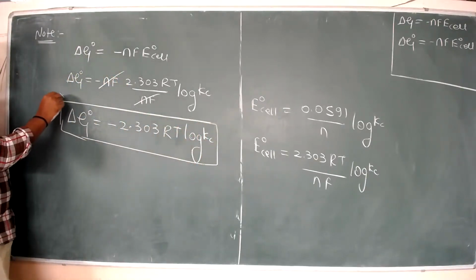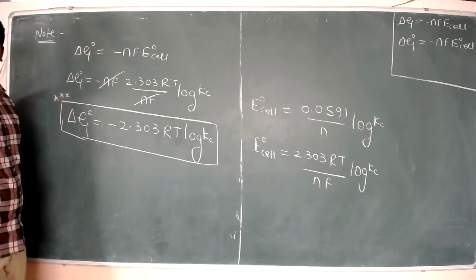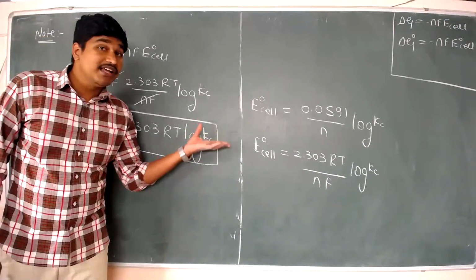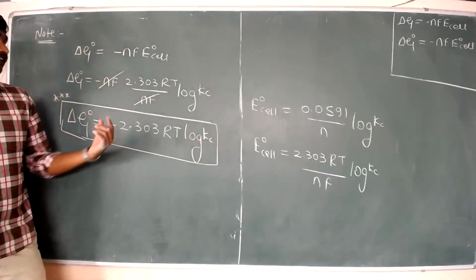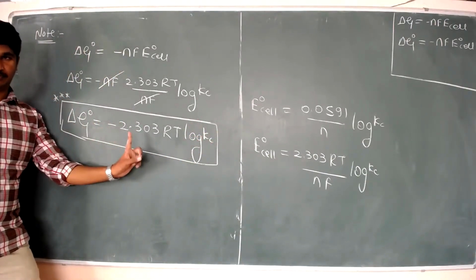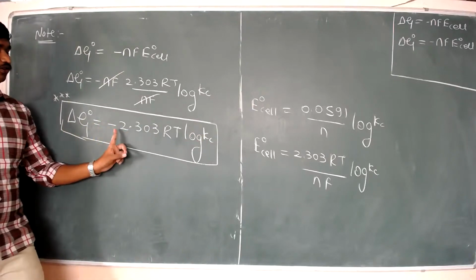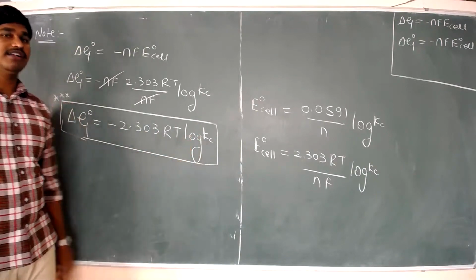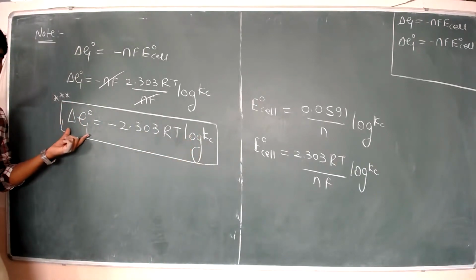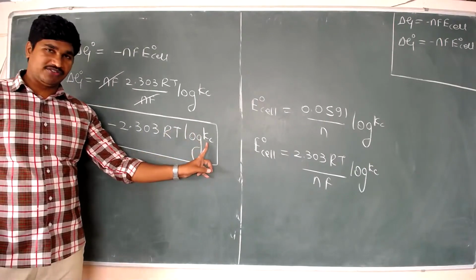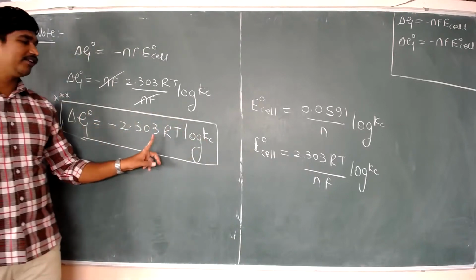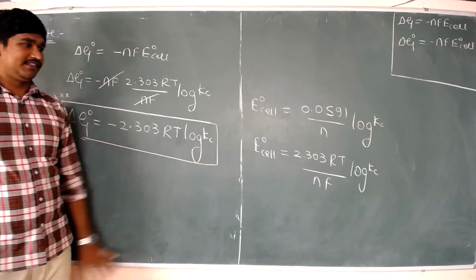This formula is also very important while solving NEET or JEE questions. If he is giving the equilibrium constant and asking for Gibbs free energy, just use this formula, that is delta G naught is equal to minus 2.303 RT log Kc. Otherwise, if he is giving the standard Gibbs energy change and asking for the equilibrium constant, then use the same formula, delta G naught is equal to minus 2.303 RT log Kc.